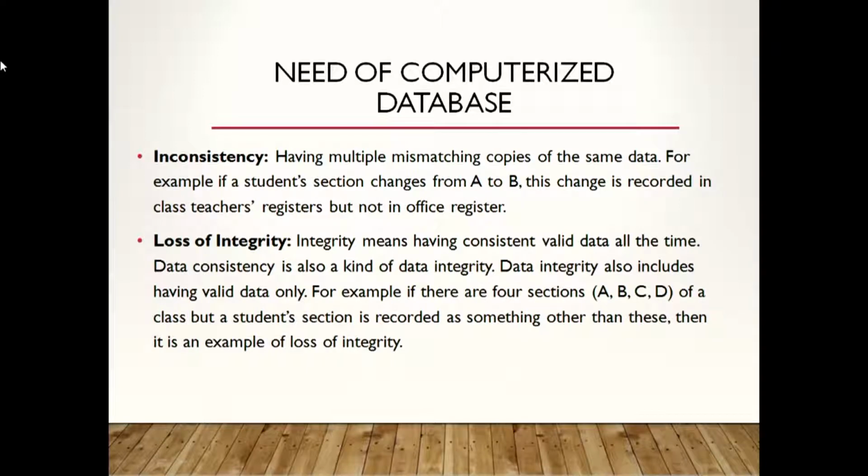The third problem which we face in a manual database is loss of integrity. Data integrity also includes having valid data only. For example, if there are 4 sections A, B, C, D of a class, but a student's section is recorded as something other than these, then it is an example of loss of integrity. Suppose by mistake the section has been mentioned as F, but such a section does not exist in the school, then this is an example of loss of integrity. I hope you understood what is loss of integrity.